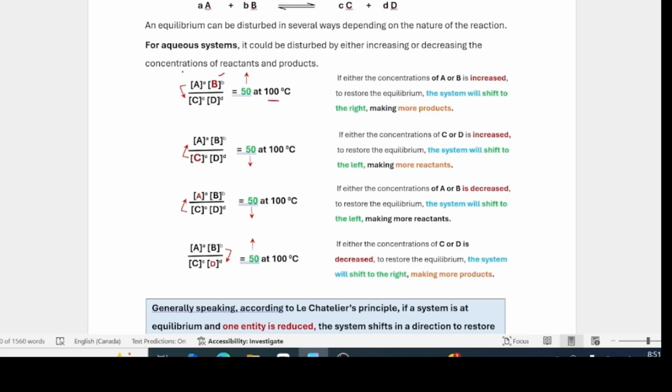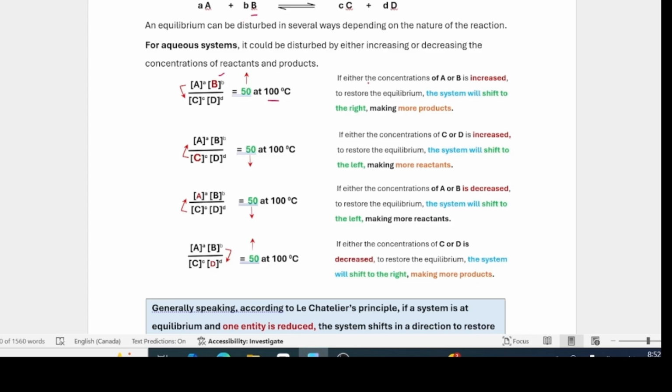So, to restore the equilibrium, the system will shift from left to right to make more products. So we're increasing that, and according to Le Chatelier's principle, to remove the effect of that, more of A will react with B to give you some C and D until this value is restored. From the mathematical perspective, we're decreasing the bottom and increasing the top. That means you're removing reactants and making more products.